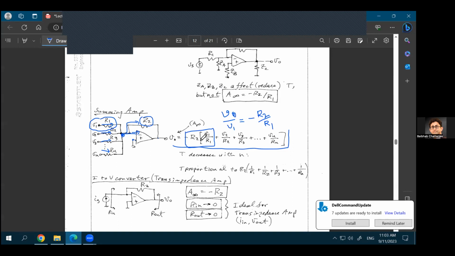I'm assuming that you are all very familiar with KCL at this point, so I'm not doing the entire calculation, but this is how you do it. You assume the 2 points, the positive terminal and the negative terminal of the op-amp, to be at virtual ground. You calculate the currents: V1 over R1, V2 over R2, V3 over R3, up to Vn over Rn. At this point, you have a summation of all those currents because of KCL. And where would all the current go? All the current will flow through the R2 resistance, because the current cannot go into the op-amp. The op-amp has an infinite input impedance. So if all the current is going through R2, then just by writing the KVL equations, you'll find this out.